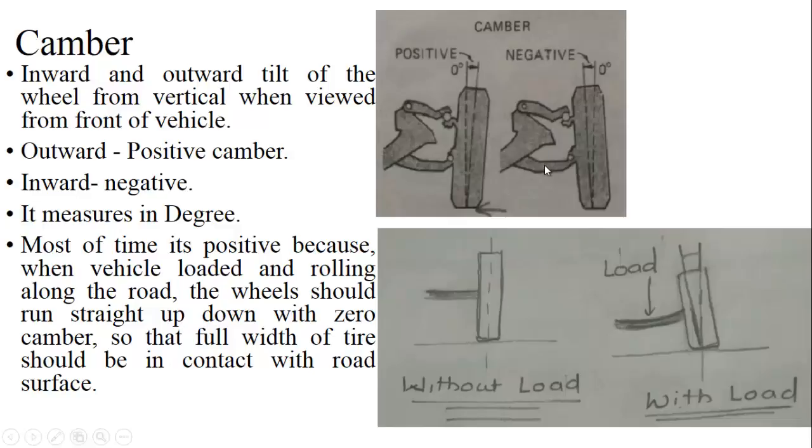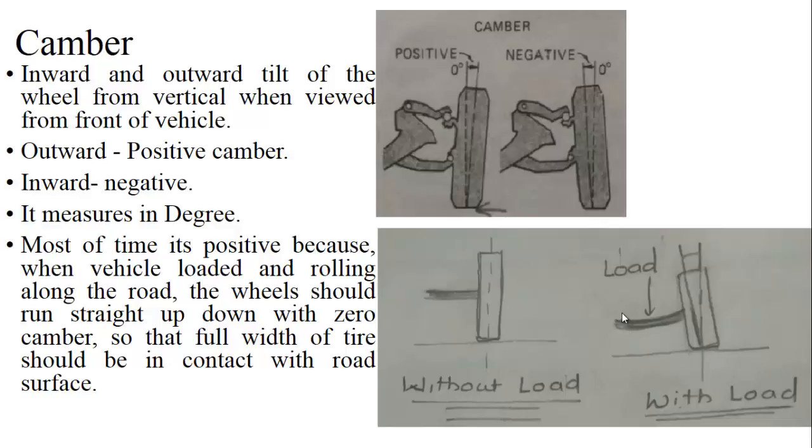So why do we provide the camber? It has been explained in this figure. If you don't provide the camber and the vehicle is in unloaded condition, the whole width of a tire will be in contact with the road surface with the straight up and down position of a wheel. But whenever we load the vehicle, the wheel will tilt inward, and as a result only the inner side of the tire will be in contact with the road surface, and because of that the inner side of a tire will wear out faster.